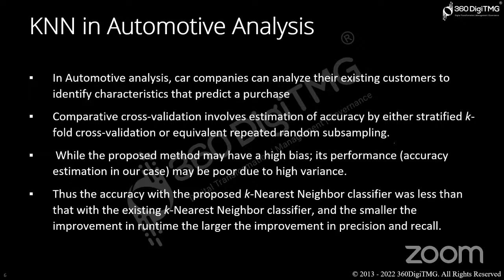Cross validation involves using different hyperparameters, by k-fold cross validation or repeated random subsampling. These are some hyperparameter techniques to improve the accuracy of the model, and the proposed method may have high bias. High bias happens when the value of k increases. Actually, if the k value is maximum, that may give a good value, but if it is too large, it leads to overfitting. So its performance may be poor due to the high variance.